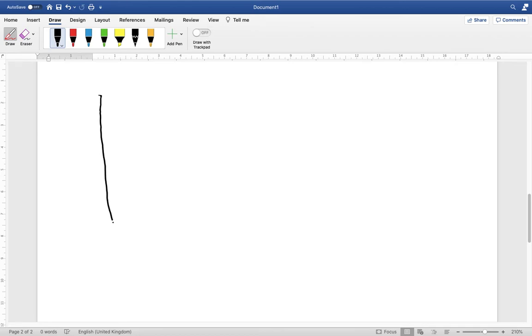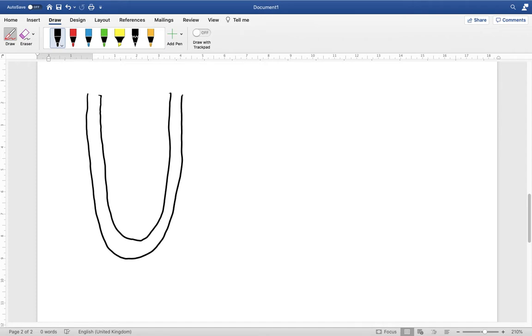So, loop of Henle then. Okay, so let me just remind you first of all. So you remember that this is going to be my ascending limb. You remember, because the fluid, the glomerular filtrate, is going up. So ascending limb. And this one is descending limb.